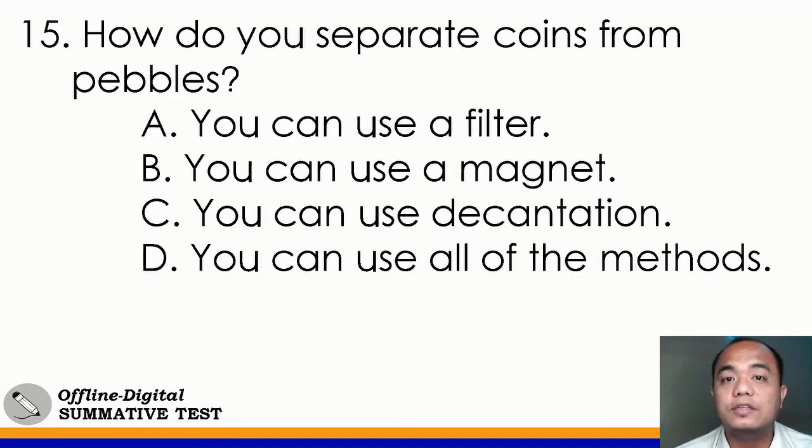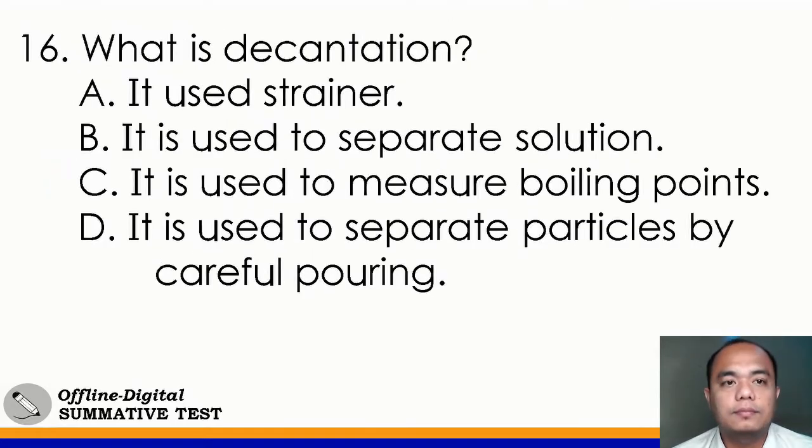Next, number 15. How do you separate coins from pebbles? A. You can use a filter, B. You can use a magnet, letter C. You can use decantation, or letter D. You can use all of the methods. The correct answer is letter B. You can use a magnet.